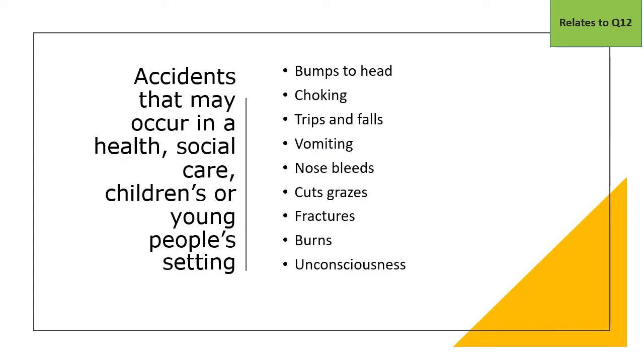Okay, so we're now going to look at accidents that may occur in a health, social care, children or young people setting, and it relates to question number 12. And you'll see here some of the accidents that may occur: bumps to the head, choking, trips and falls, vomiting, nosebleeds, cuts, grazes, fractures, burns, unconsciousness. So there are some. If you can think of any more, it would just relate to question 12, so you should be able to think of some more as well.